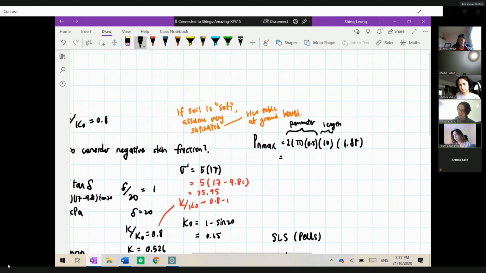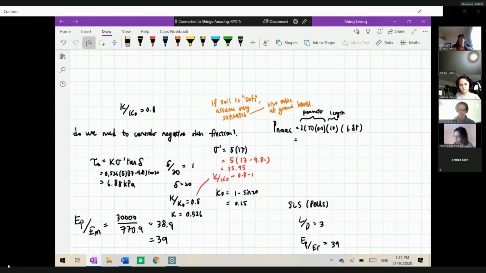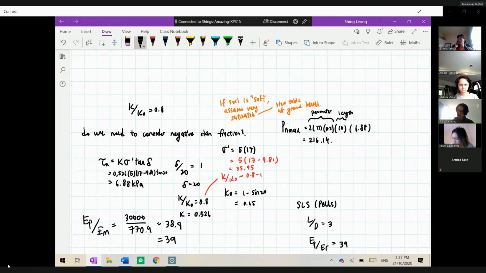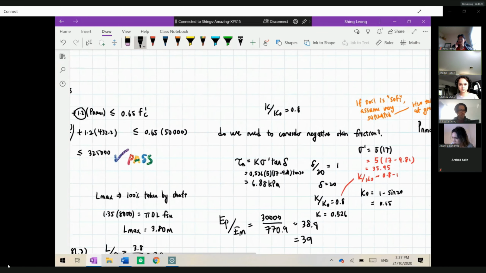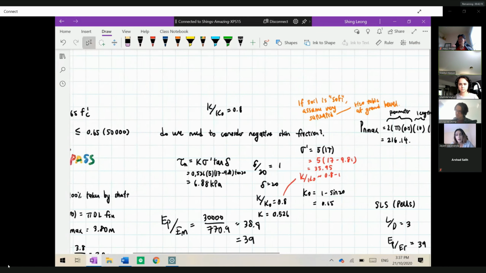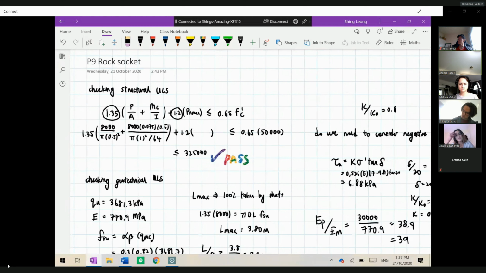No, that's okay. The value before was very high. You mentioned 400 something. So now it looks okay to me. So now you can look at your structural ULS. You can plug in that value and check the left and right hand side. Yep, so that is the value.